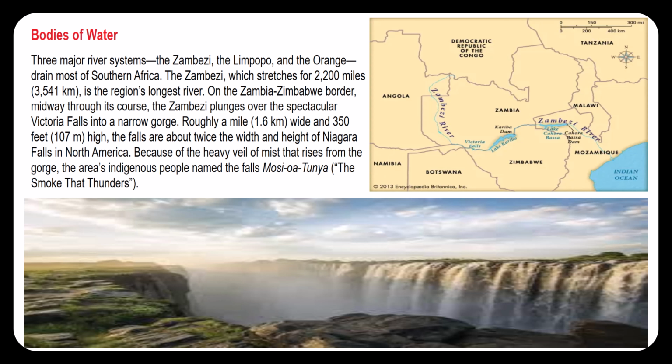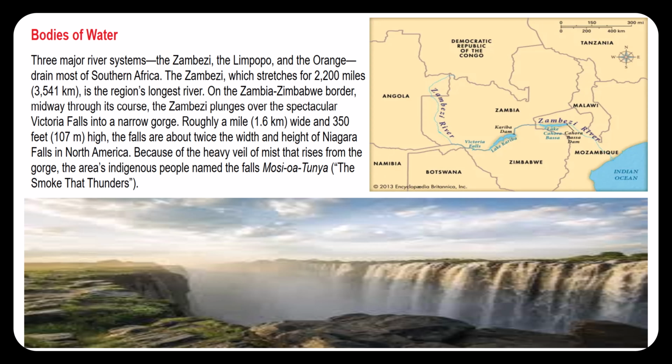Bodies of water. Three major river systems, the Zambezi, the Limpopo, and the Orange, drain most of southern Africa. The Zambezi, which stretches for 2,200 miles, is the region's longest river. On the Zambia-Zimbabwe border, midway through its course, the Zambezi plunges over the spectacular Victoria Falls, pictured at the bottom there, into a narrow gorge.